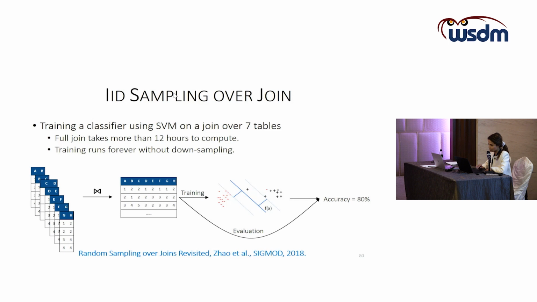is how to get that random sample, that IID sample, without performing the join, but directly going to the base relations in the join path.